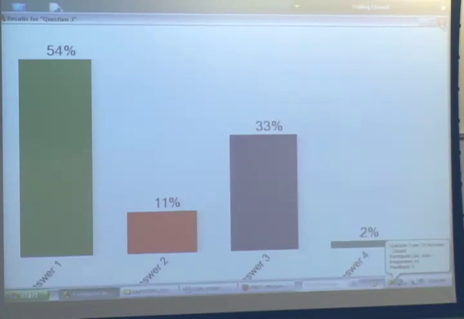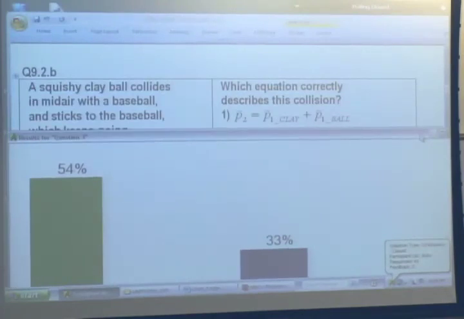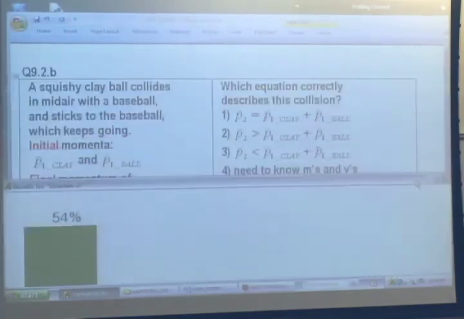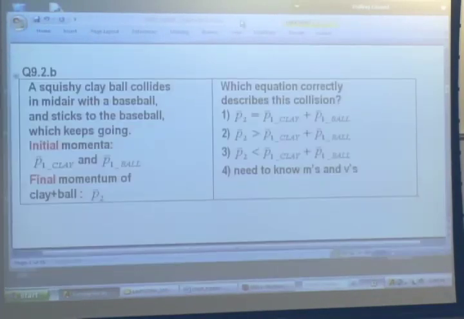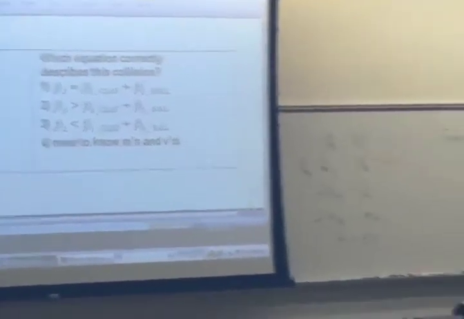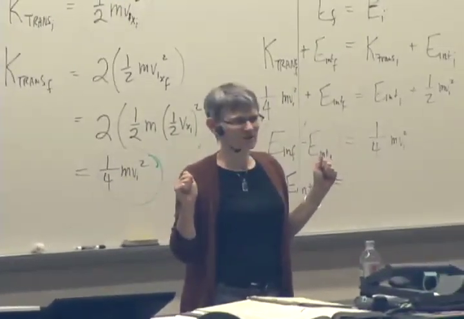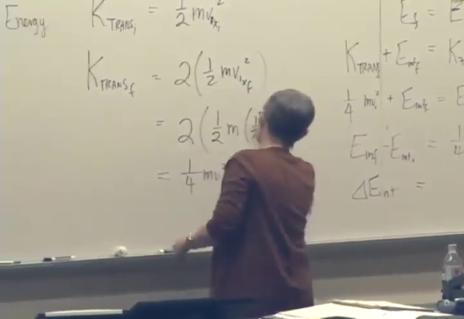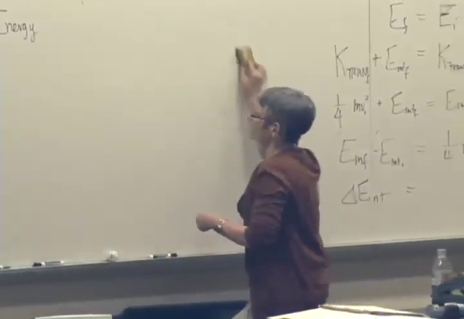Okay, so 54% says P2 is P1 clay plus P1 ball. A small vote for greater. A fairly big vote for less, and might need to know some other things. Okay, but what do the physics principles say? We're talking about momentum here, so what principle are we going to use? The momentum principle. And is this a collision? It's definitely a collision, isn't it?